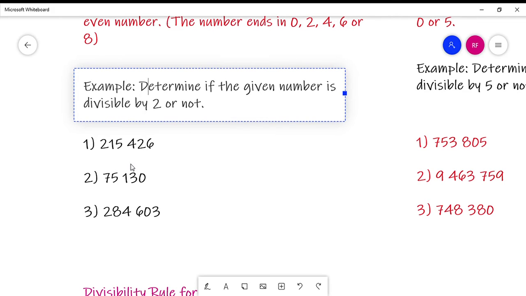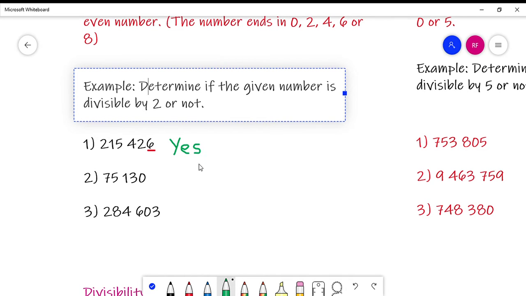Determine if the given number is divisible by 2 or not. So number 1, we have 215,426. So you just need to look at the ones digit. The digit in the ones place is 6, and we all know that 6 is an even number. So that means this number is divisible by 2. So let us write here yes, it is divisible by 2.